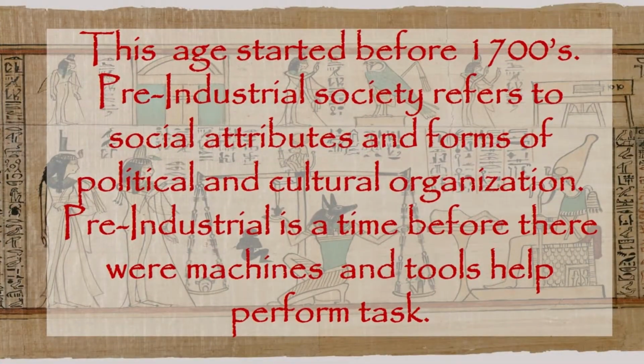This age started before 1700s. Pre-industrial society refers to social attributes and forms of political and cultural organization. Pre-industrial is a time before machines and tools performed tasks. These are the discoveries in pre-industrial age.